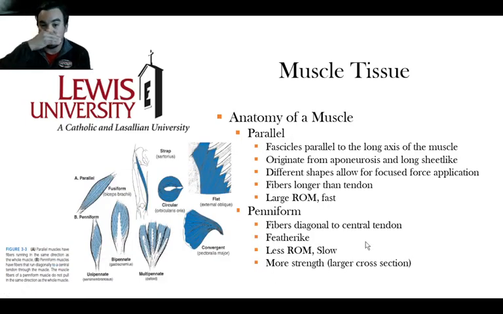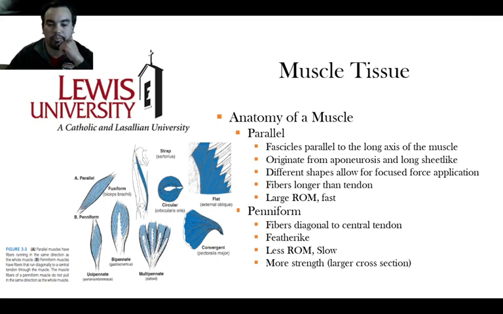So now we get into the different types of muscles, so the anatomy of the muscles. Okay, we have parallel muscles and pennate muscles. Parallel muscles are where the fascicles are parallel to the long axis of the muscle. They originate from an aponeurosis, which is a long sheet-like tissue. They come in different shapes that allow for focused force application, and the fibers typically run longer than the tendon, and they are most applicable for creating a large range of motion, and they move fast, really fast.